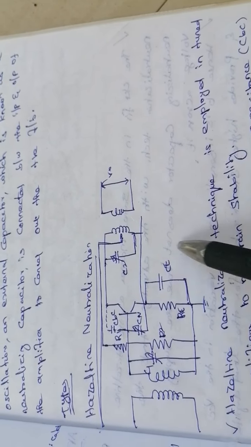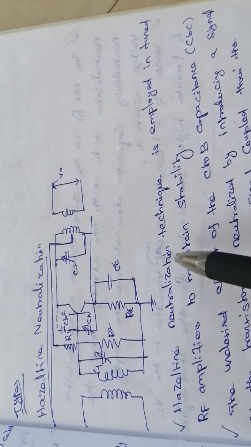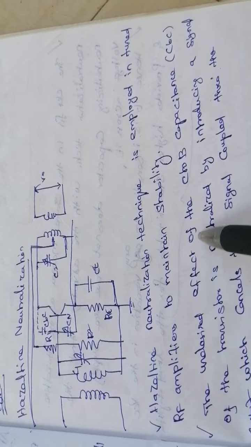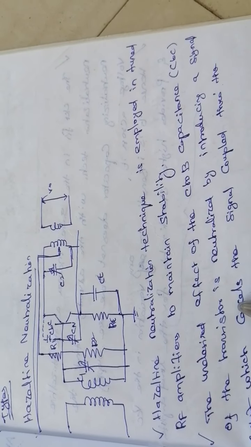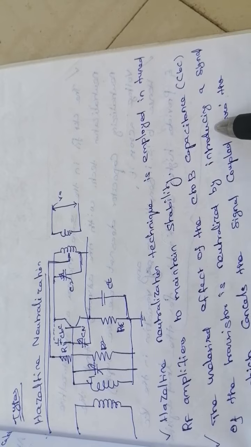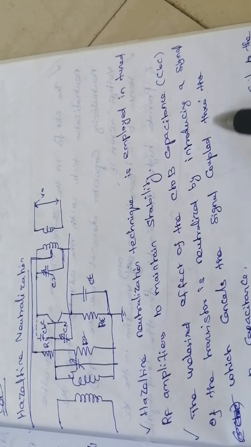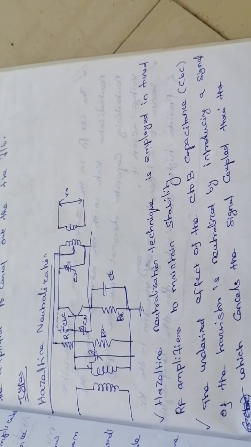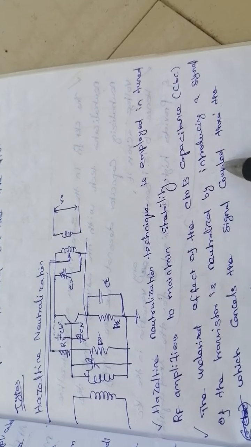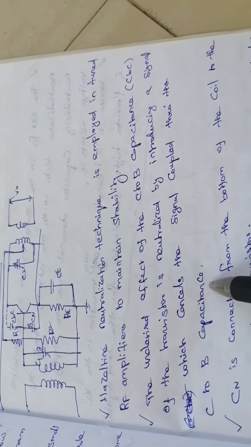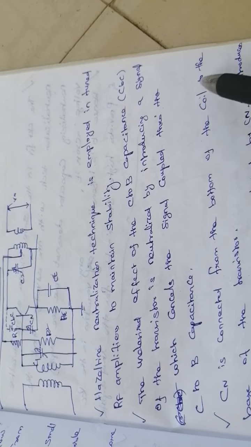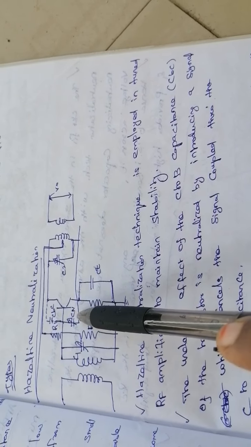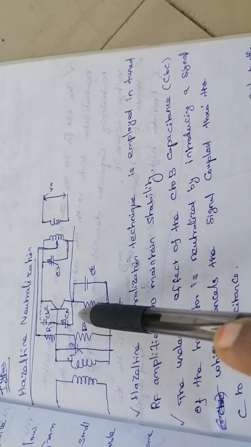This is the circuit diagram of Hazeltine neutralization. The Hazeltine neutralization technique is employed in a tuned RF amplifier to maintain stability. The undesired effect of the collector to base capacitance of the transistor is neutralized by introducing a signal which cancels the signal coupled through the C_CB capacitance. So we add a neutralization capacitance Cn, connected from the bottom of the coil to the base of the transistor. This is the internal capacitance, and this is the neutralizing capacitance.